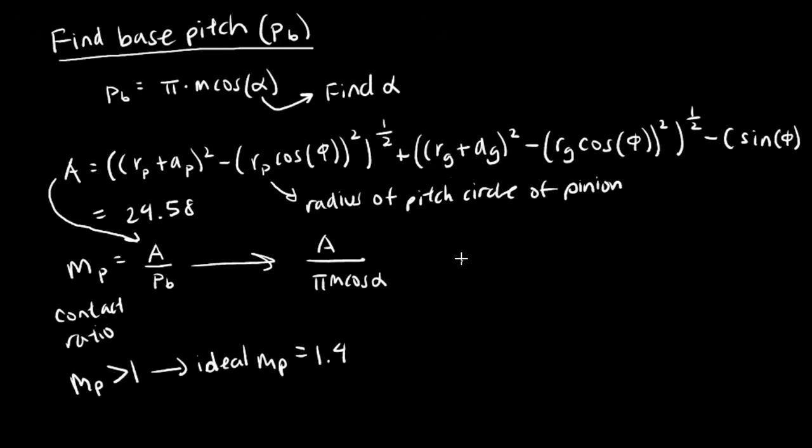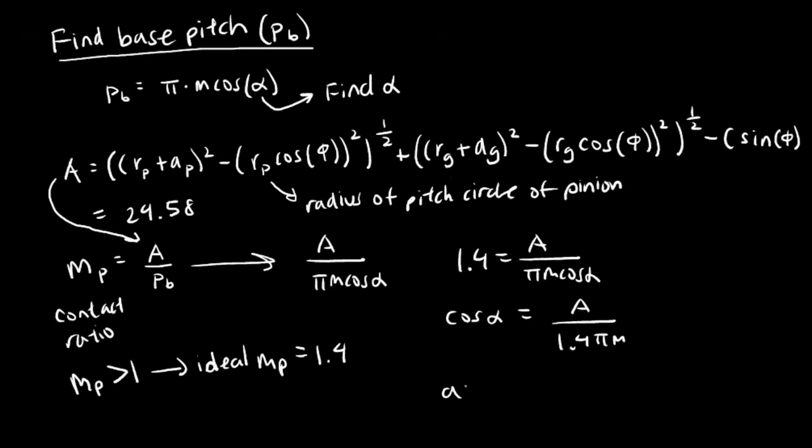And now let's solve this as the equation for alpha. So 1.4 equals A over pi m cosine of alpha. Cosine of alpha is equal to A over 1.4 pi m. That gives us inverse cosine of A over 1.4 pi m. That's going to equal angle alpha. And when I plug all of this in, I get something around 29.62 degrees.